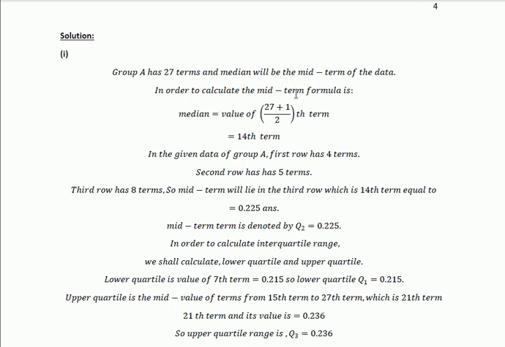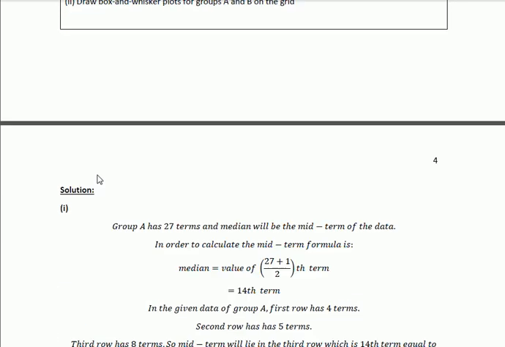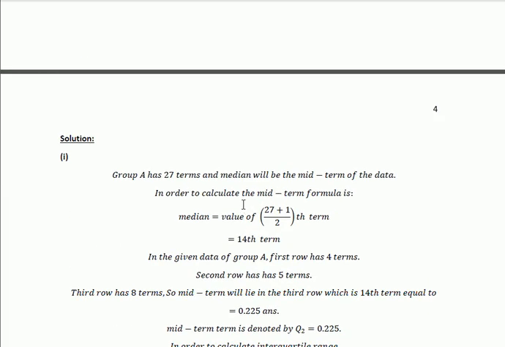In order to calculate the middle term, we have the formula (27 + 1) / 2, which is the 14th term. If we calculate for group A, we come to know that there are 27 terms: 4, 5, 8 and so on. After adding up, the total is 27. So the 14th term: the first row has 4 terms, the second row has 5 terms, the third row has 8 terms. So the middle term will lie in the third row.